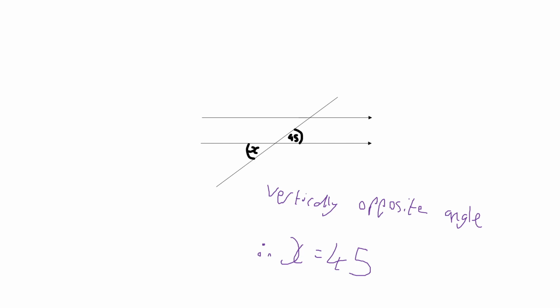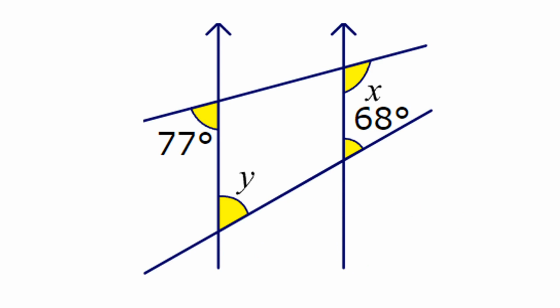But it's not always going to be that easy, as is the case with this question. Here we are told that these two lines are parallel, and we're told to look for x and y. So what can we find that will help us answer this question? Well, we can see that there's a Z shape here. So we can see that y is equal to 77 degrees, because it's alternate.